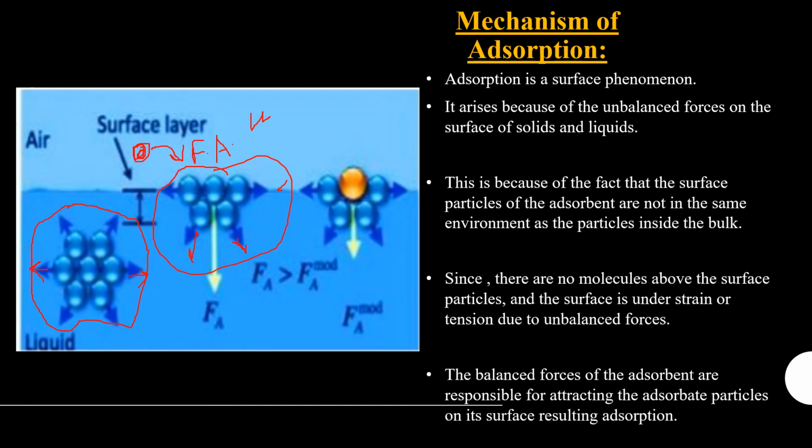And due to the release of energy, we can say that the process of adsorption is an exothermic process, because after connecting with charcoal, the energy will get released. The molecules of the surface which have higher energy, that energy will get reduced and released here. So the mechanism of adsorption is that the adsorption process is exothermic in nature, and the unbalanced forces of the adsorbent are responsible for attracting the adsorbate particles on its surface, resulting in adsorption.